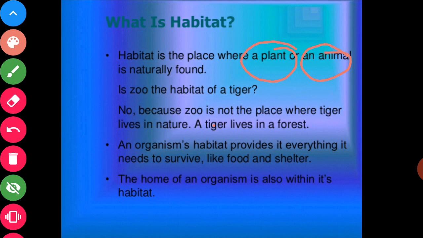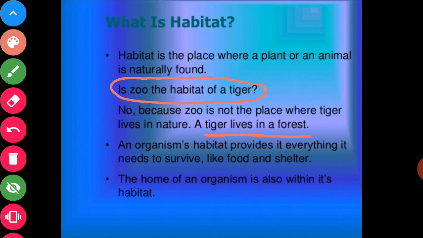Okay, habitat is a place where living organisms, including both plants and animals, find food, shelter, and an environment for proper growth and development. So, can we say that the zoo is the habitat of a tiger? No, the zoo is not the place where a tiger lives in nature. A tiger lives in the forest. So we can say the zoo is not the habitat of the tiger.